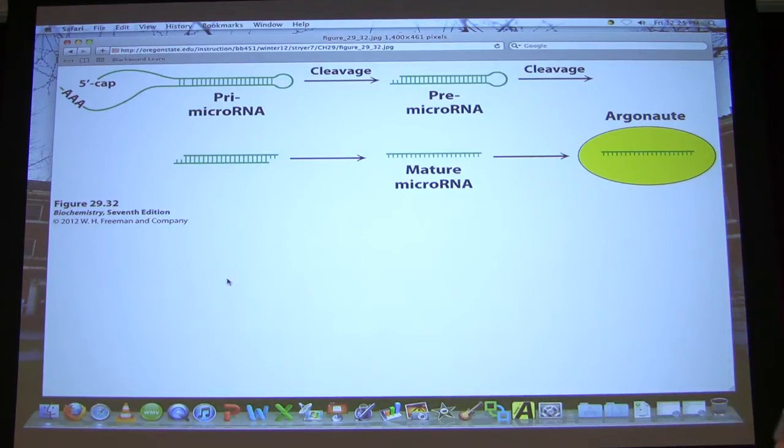Which RNA polymerases make these microRNAs? RNA polymerase II and III. And these are fairly short, okay? This final product over here is about 25 nucleotides long. So this one over here, as it's made, is 50 or less. It's not very big.